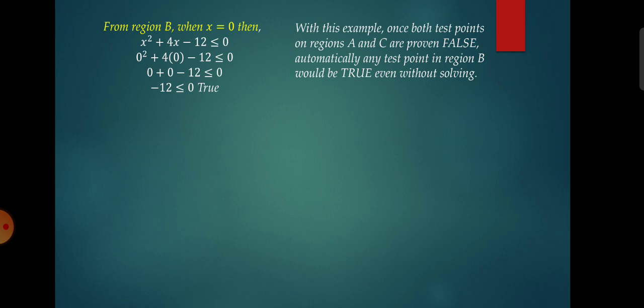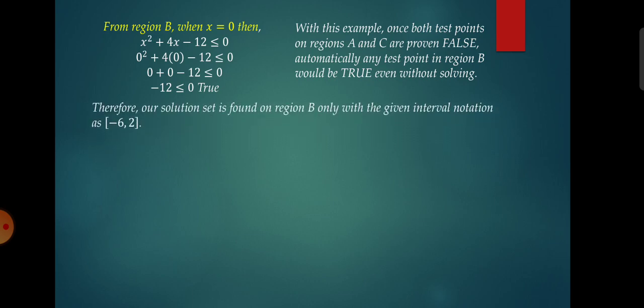So with this example, once both test points on regions A and C are proven false, automatically any test point on region B would be true even without solving. Therefore, our solution set is found on region B only with a given interval notation as open and close bracket from negative 6 to positive 2.